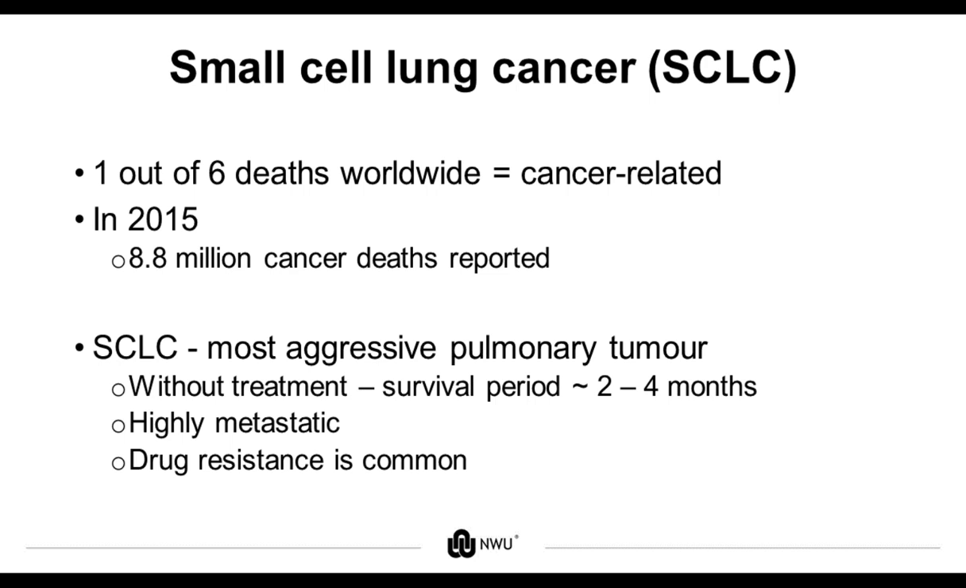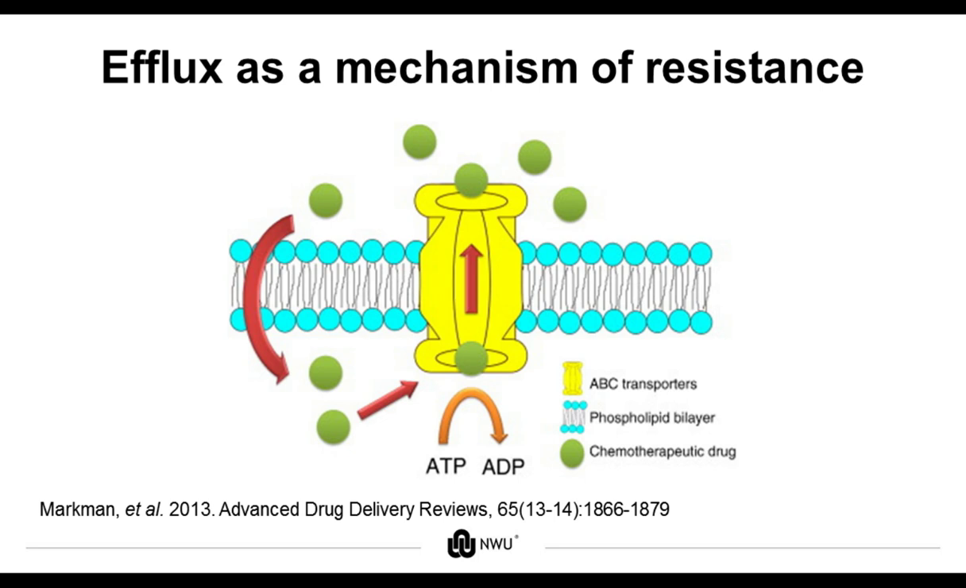Small cell lung cancer without treatment is the most aggressive of all the pulmonary tumors, with a survival period of only 2 to 4 months. It is highly metastatic, and even though small cell lung cancer tumors show sensitivity to chemotherapy and radiation, the occurrence of drug resistance and disease relapse is very common.